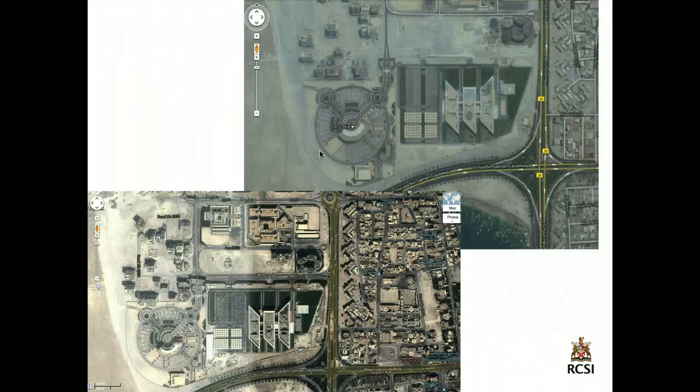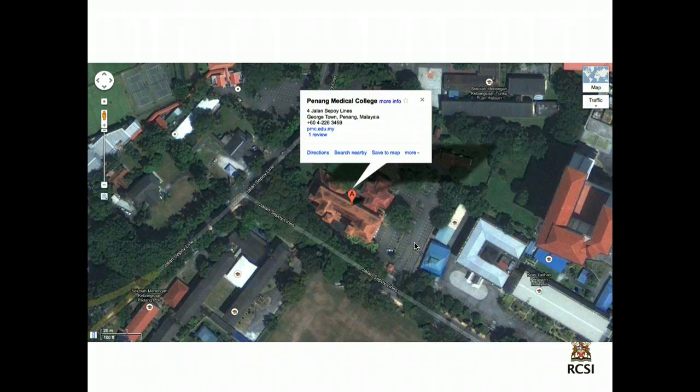Similarly, here are some pictures of Bahrain, taken in a different time frame when the university was, as you can see, there's been more building around it, different resolution of the image, so this information has been updated all the time. And here's a picture of the college in Penang, so nobody feels left out.